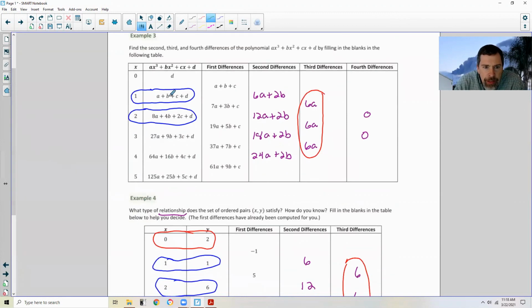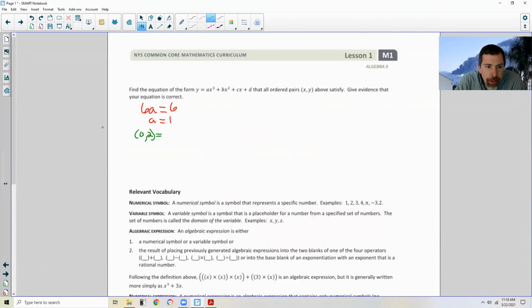So when x is 0, what would happen up here? Well, it became d. So when x was 0, y was d. And therefore we see that we get the point 0, d. And therefore our d is 2. Okay, so we have a equals 1, d equals 2. So that takes care of this and this, but we just don't know our b and our c.